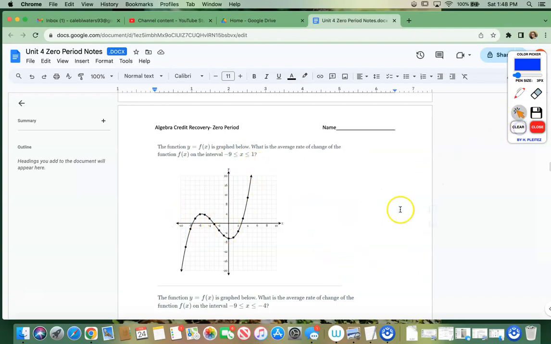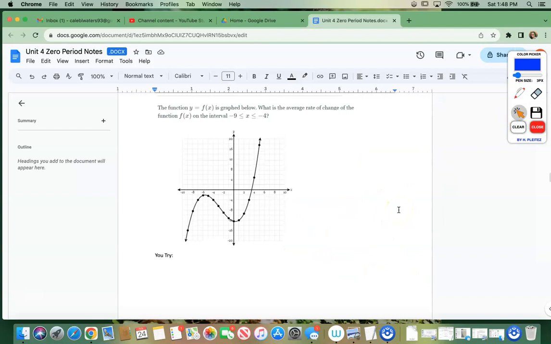All right, let's do one more together. So, there it is. We're finding over the interval -9 to -4, so that's our x1, our x2. I'm going to go ahead and label those as x1 and x2.